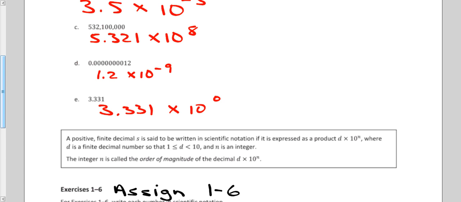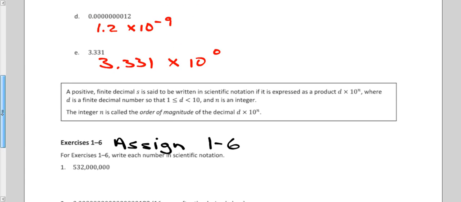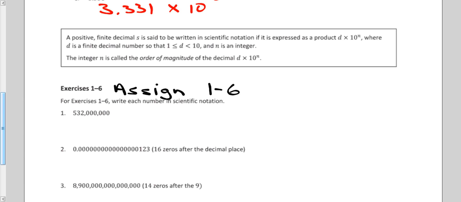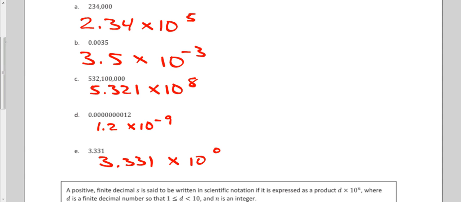Okay? Your homework for tomorrow is exercises 1 through 6. It took you guys maybe 2 minutes to do 1 through, or A through E. 1 through 6 are almost that easy. Okay?